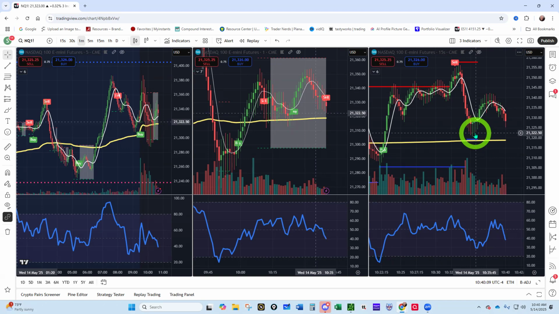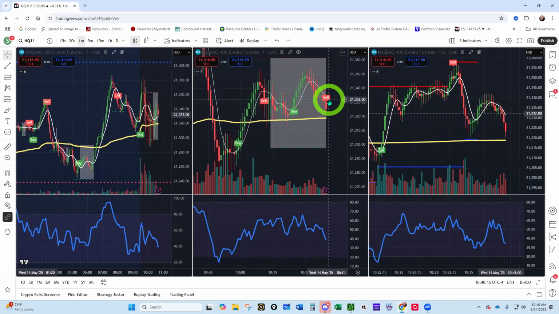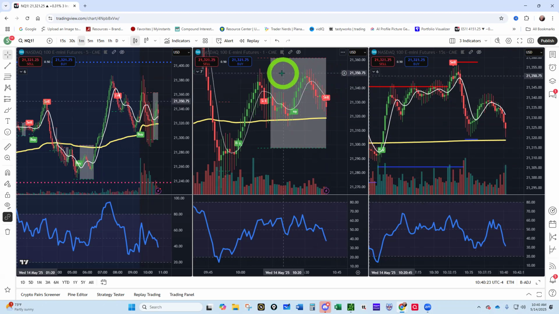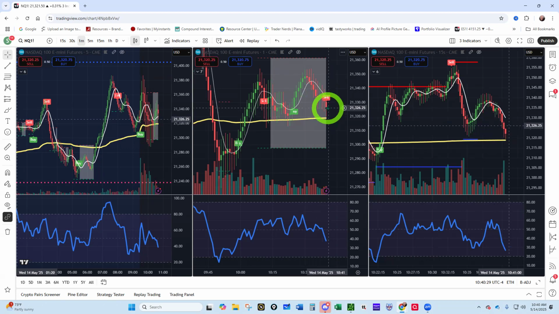Okay, just got a sell signal on my 15-second. Just got a sell on the 1 minute, which again, I would be reluctant to take because we're in the consolidation zone and we're going toward VWAP. But you might scalp a few points to VWAP.